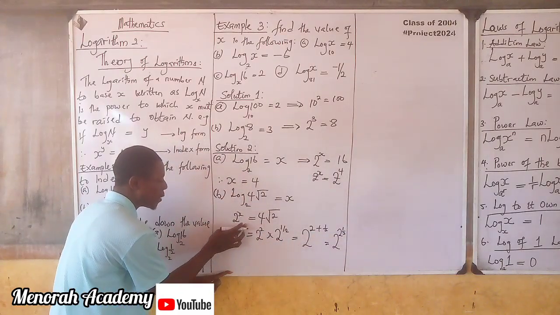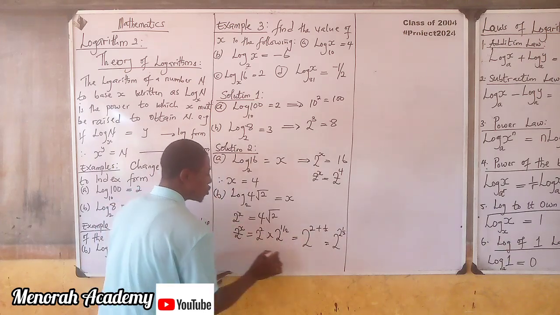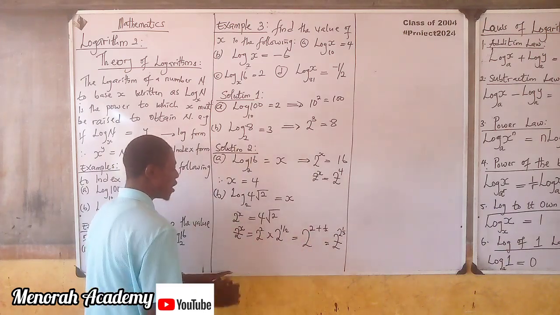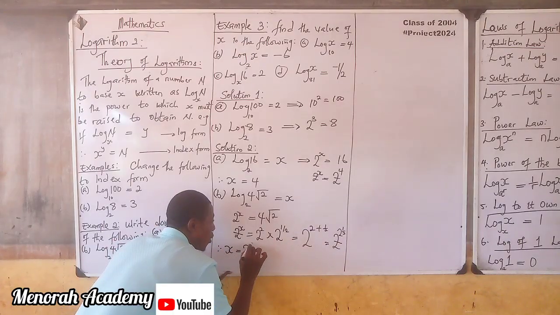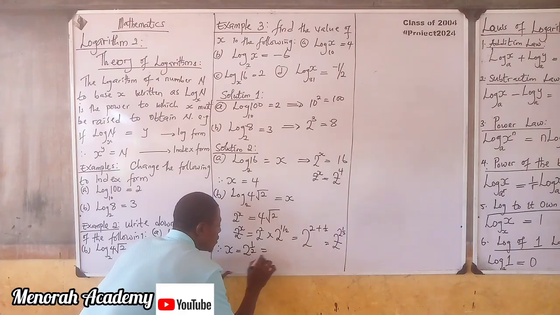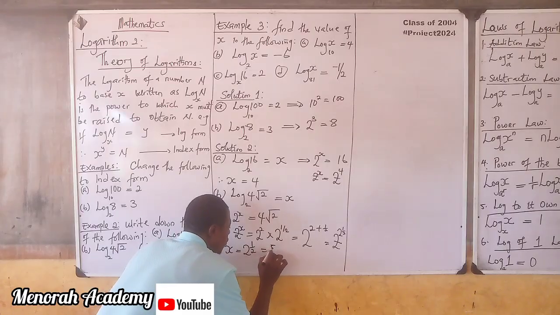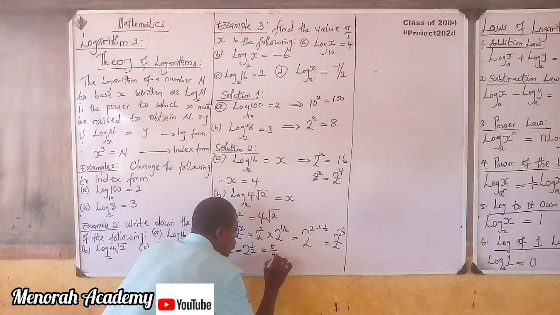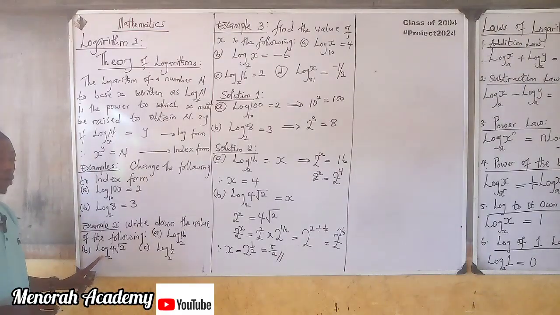So 2 raised to the power x is now equal to 2 raised to the power 2 whole number 1 over 2. Since the base value, which is 2 here and 2 here, is the same, we cancel it out. So therefore, our x now will be equal to 2 whole number 1 over 2, which is the same thing as 2 times 2 is 4 plus 1 is 5 over 2. So 5 over 2 becomes the value of this particular log.